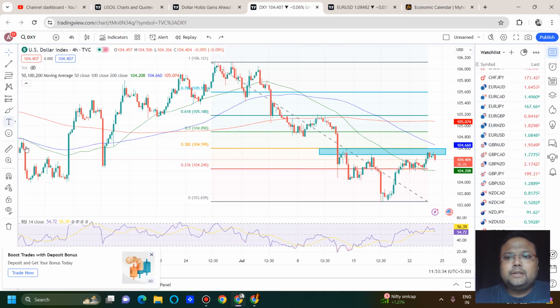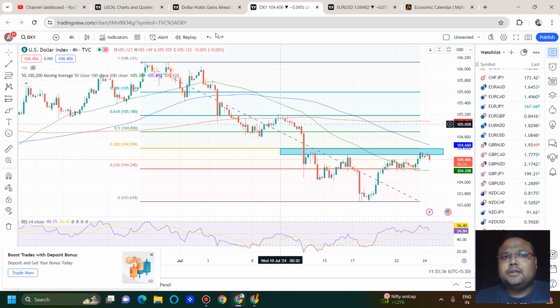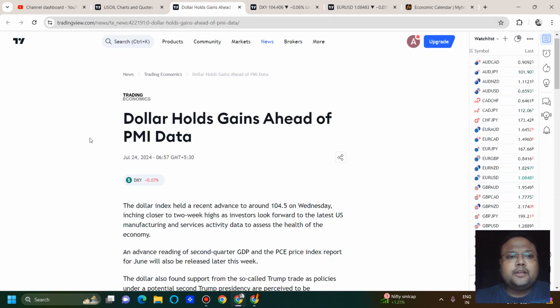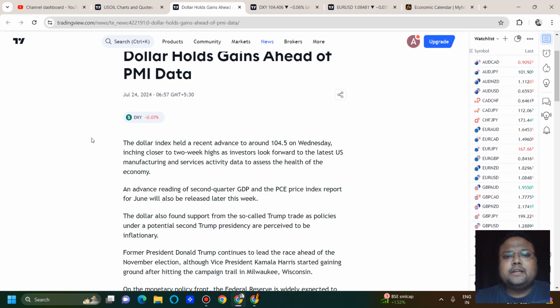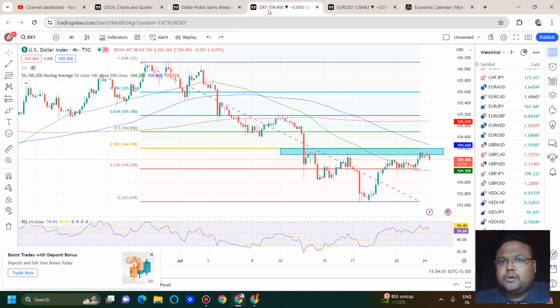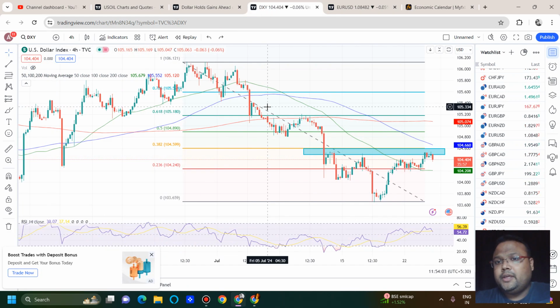Now let's discuss the chart of the dollar. Dollar holds gains ahead of PMI data. Dollar index held a recent advance to around 104.5 on Wednesday, inching closer to a two-week high as investors look forward to the latest US manufacturing and services activity data to assess the health of the economy. So the dollar index is mostly waiting for today's PMI, which is coming during the US session.